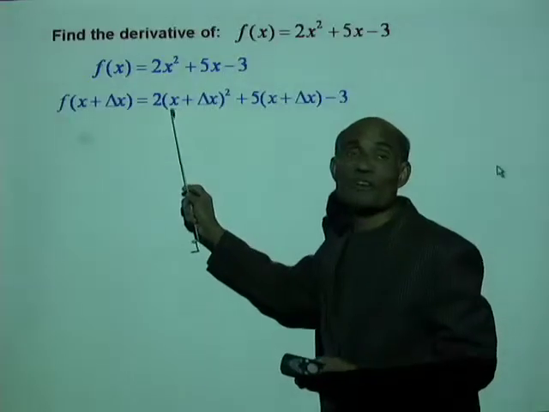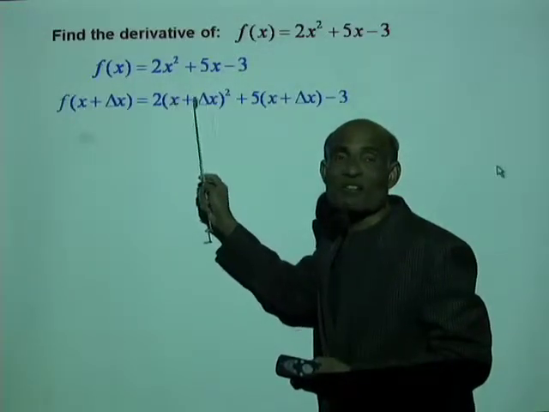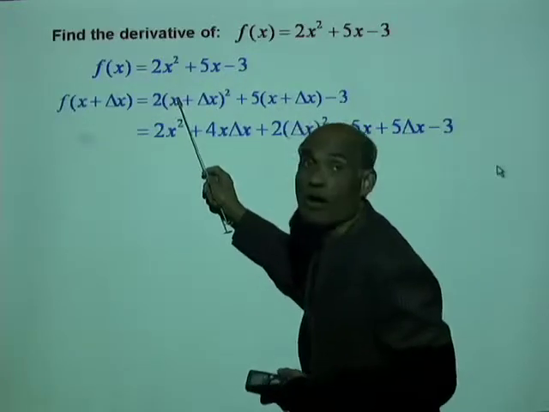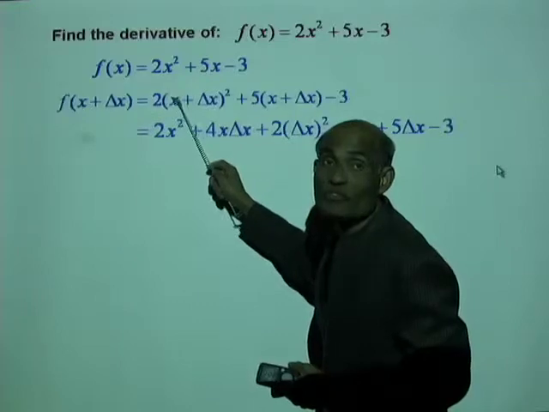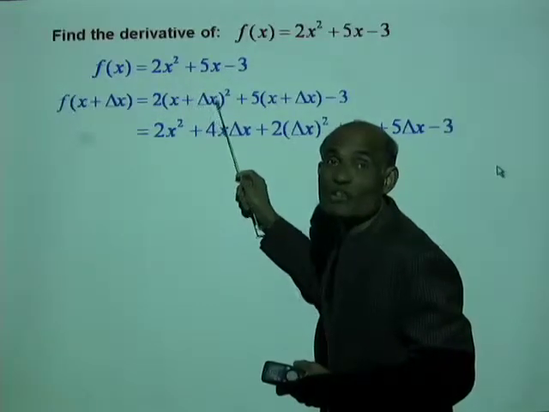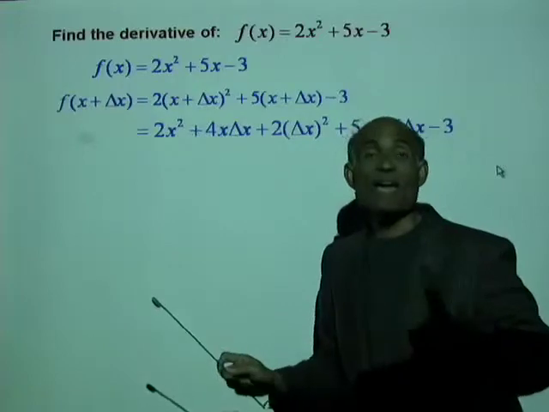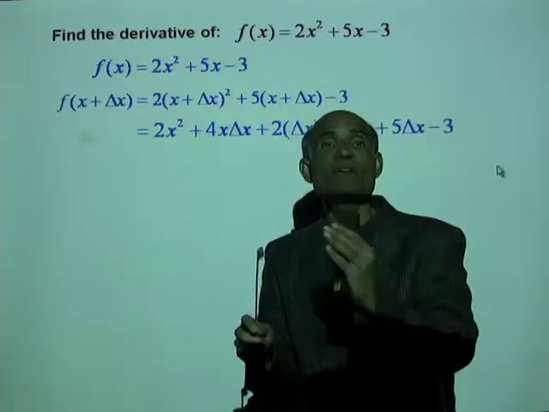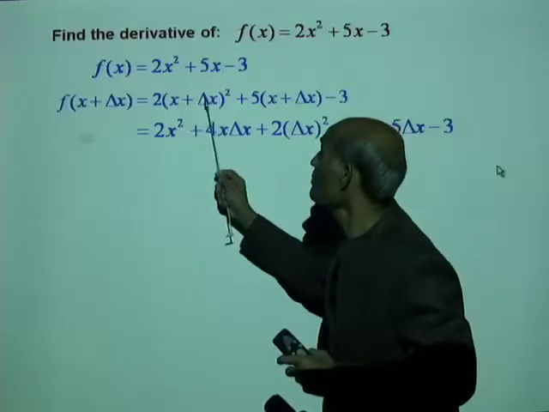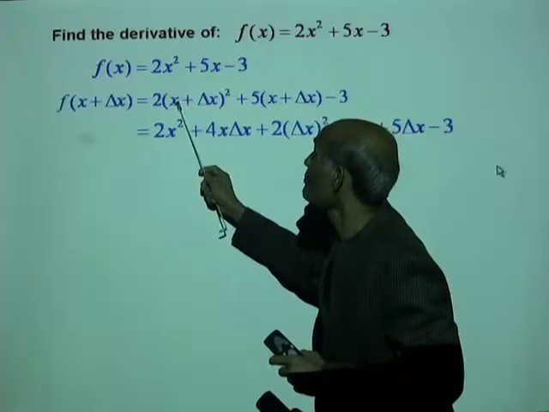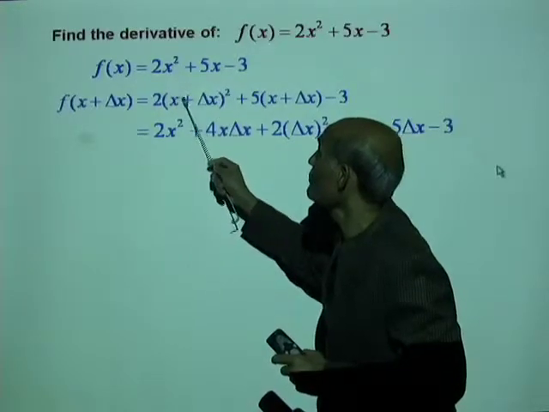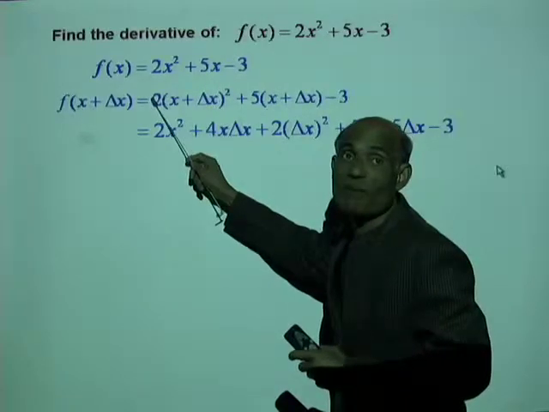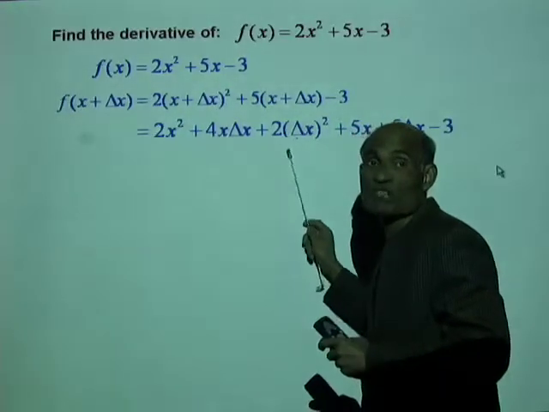Can you simplify this? How do you simplify this? x plus delta x all squared will be x squared plus 2x delta x plus delta x squared. That's how you expand. a plus b all squared is a squared plus 2ab plus b squared. So x plus delta x all squared is x squared plus 2x delta x plus delta x squared, and multiply that by 2, you get these 3 terms.